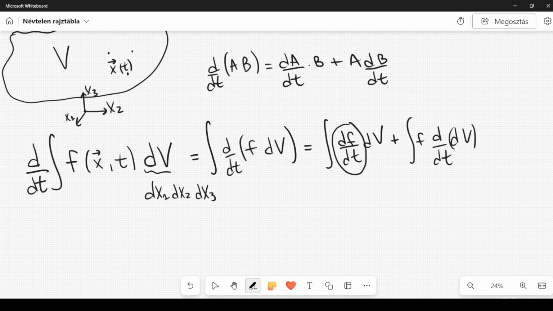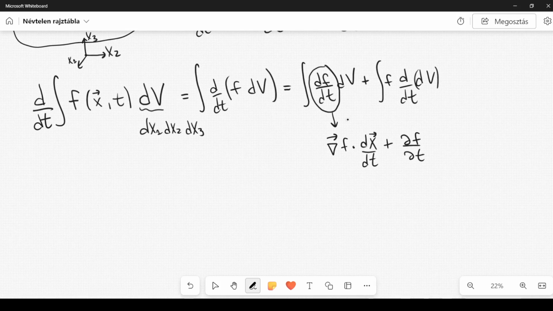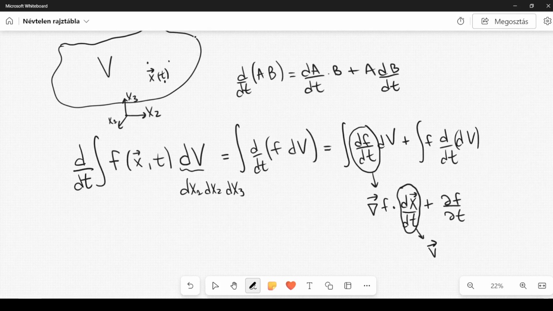Now, the time derivative of the function, which depends on these variables and time, can be written by using the chain rule. So it will be the gradient of the function times the derivative of x with respect to t, plus the partial derivative of f with respect to time, because the function might depend explicitly on time as well. So this is how we can write this derivative, and we can write the derivative of this position with respect to time as the velocity, which we can think of as the velocity of this generic point of the volume. The generic point has a velocity.